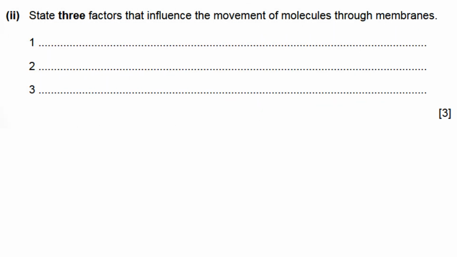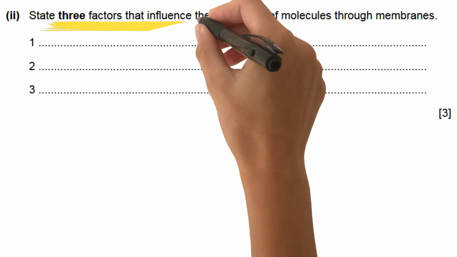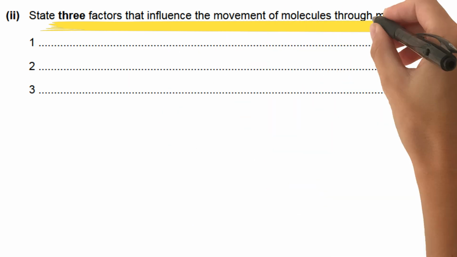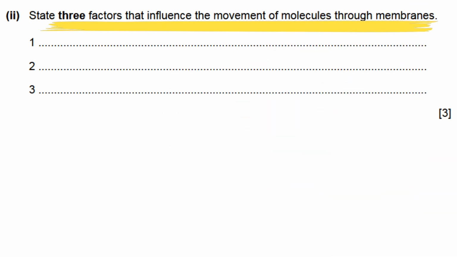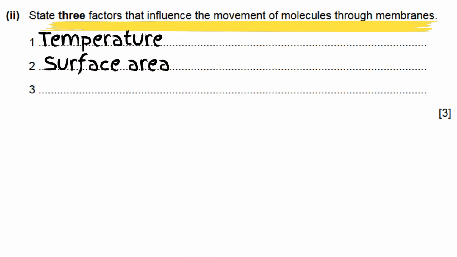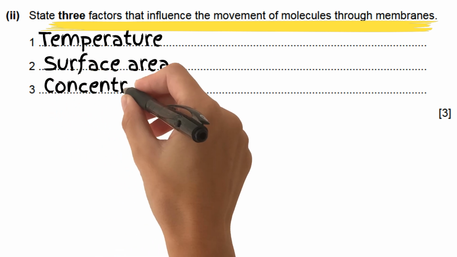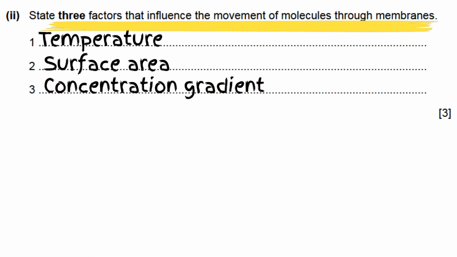Now for part 2. The examiner says, state 3 factors that influence the movement of molecules through membranes. So here we want 3 short, clear points. You could say, temperature, because higher temperature makes particles move faster. Surface area, more area means faster movement. Concentration gradient, the steeper it is, the quicker the movement.